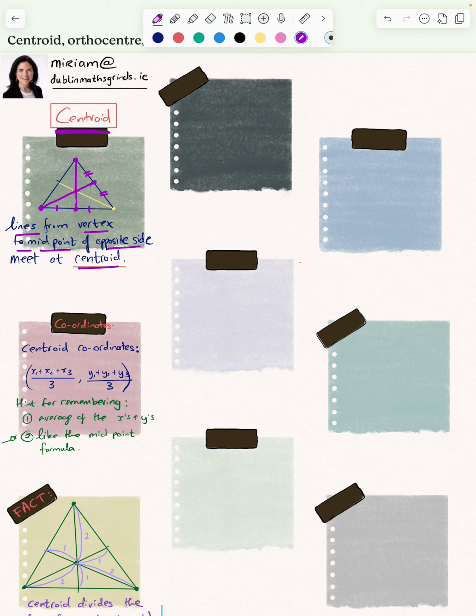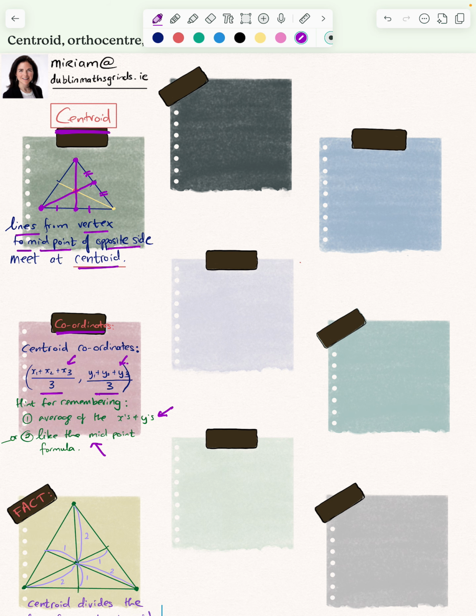Now, for the centroid, there's actually a very nice formula for calculating the coordinates of the centroid. This is the formula, and you need to know this because it's not in your log tables. So here's a little hint for remembering it. It is the average of the 3 x coordinates of the 3 vertices and the average of the 3 y coordinates. Maybe that's one way to remember it. Or another way is it's very like the midpoint formula, only you have an extra term in each of the coordinates.